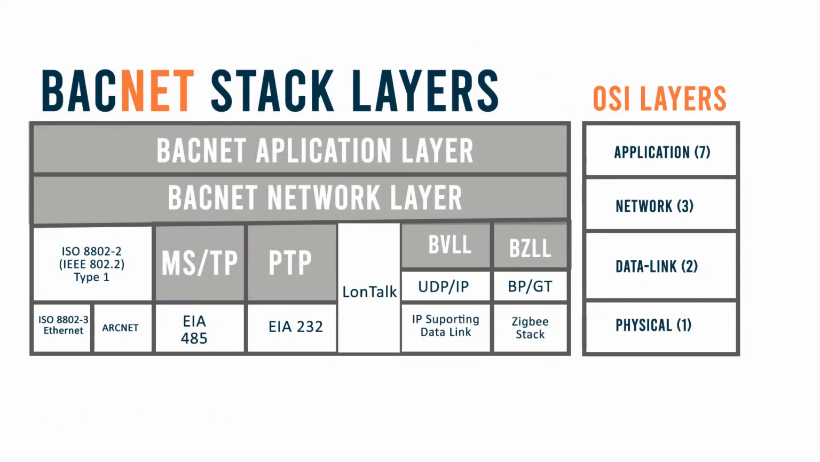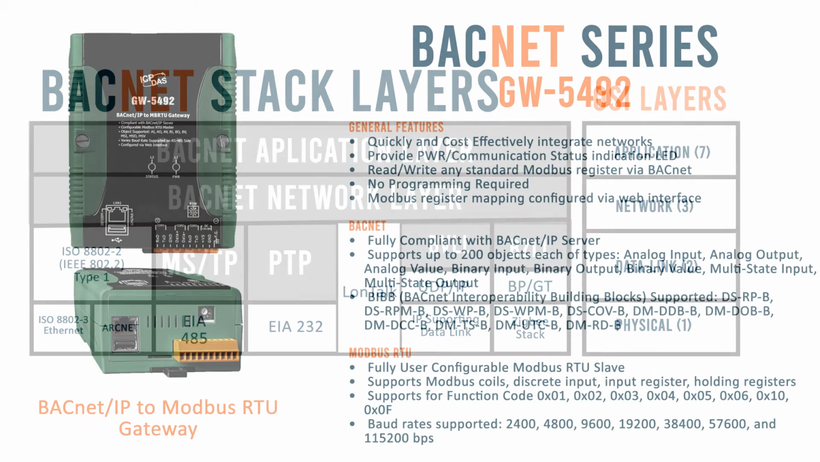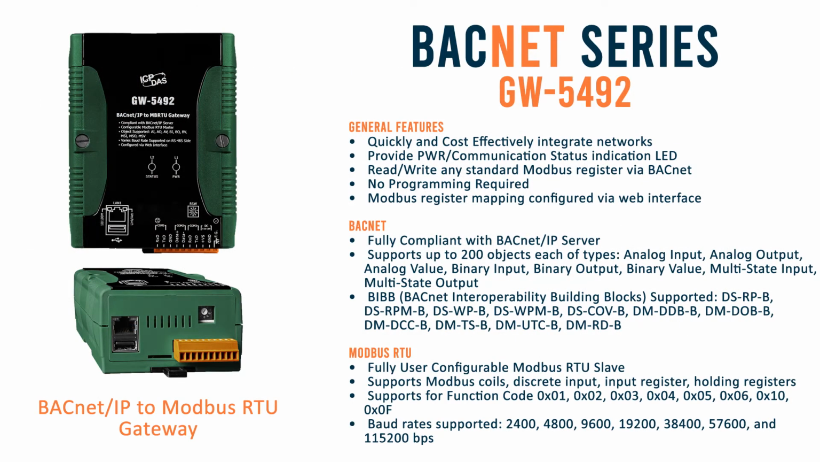BACnet is based on a 4-layer collapsed architecture that corresponds to the physical, data link, network, and application layers of the OSI model. The application layer and a simple network layer are defined in the BACnet standard. Features of this protocol include designed specifically for building automation control, a completely non-proprietary open communication software standard, supports several different physical and link layers.